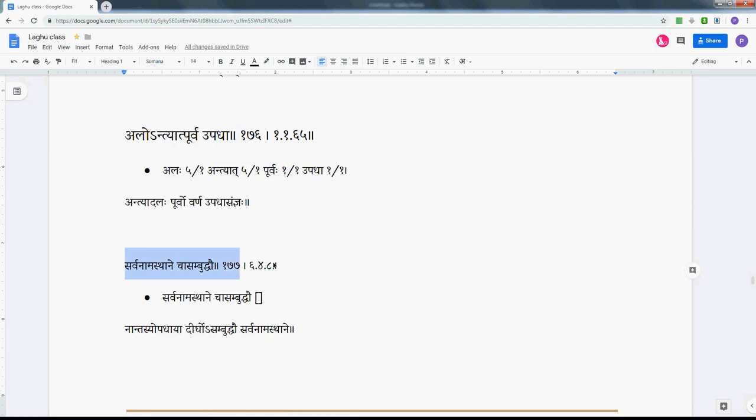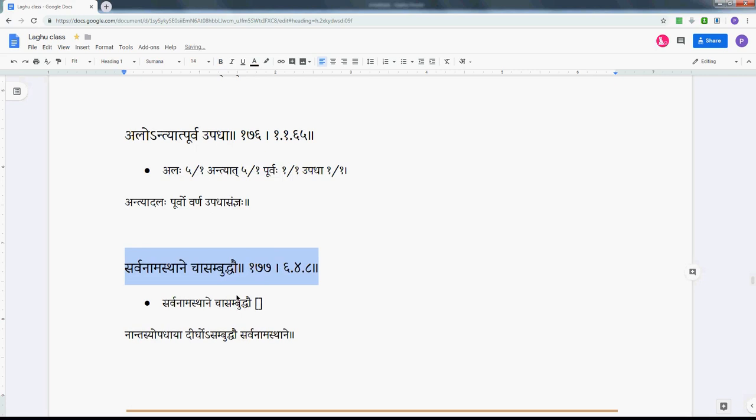Then what happens? Sarvanamasthane cha asambuddhau. We have seen Upadha before, but now Sarvanamasthane cha asambuddhau. We are declining the Sakhi Shabda. Sakhi Shabda is Pullinga. We are still in Pullinga, Ikaranta, Ajanta Pullinga. And in Pullinga, what is Sarvanamasthana? Sudapunsakasya. And Sambuddhi we have seen. Sambuddhi is Prathama Ekvachana. And Asambuddhi will be what? Which is not Sambuddhi, the Prathama Ekvachana.